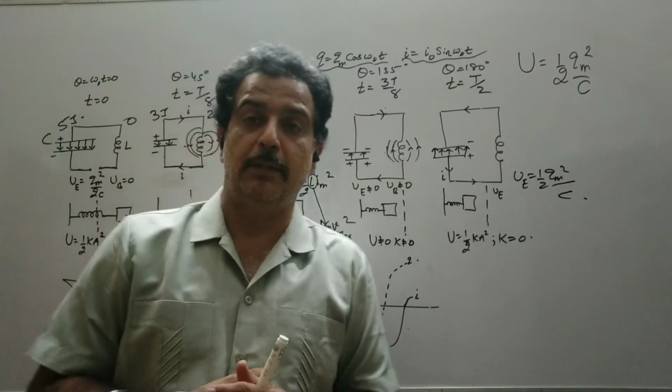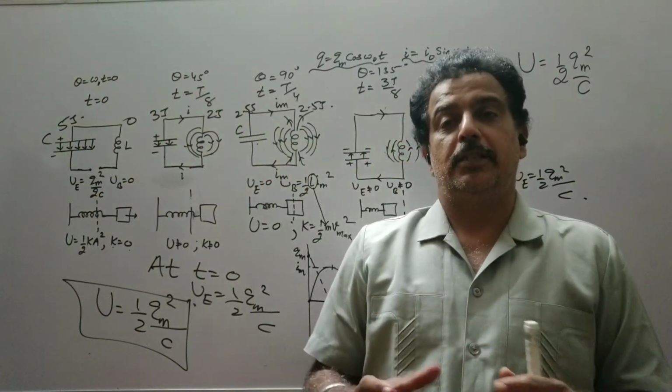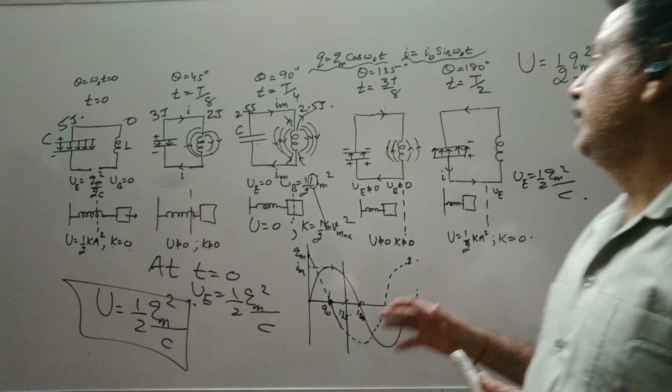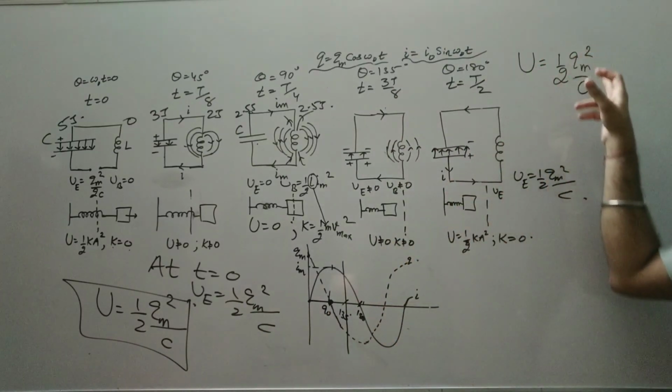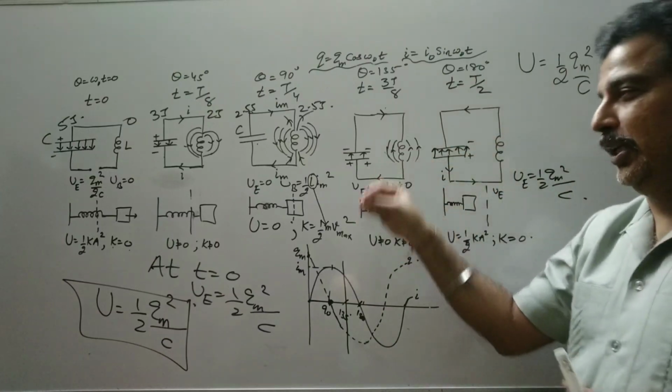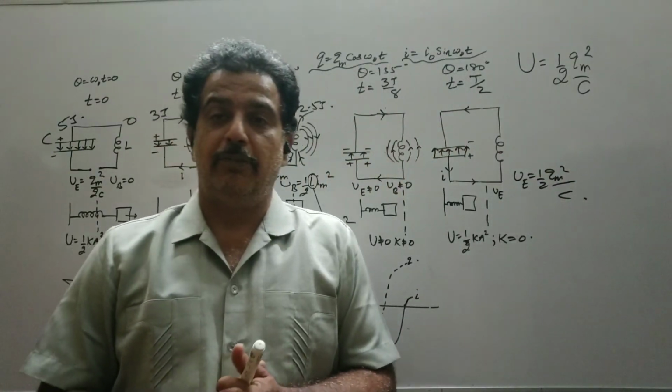We will also discuss the loss in the circuit. We will also discuss that the total energy of the system at any instant always comes out to be half Qm square by C. So 1-2 illustrations are there, and then at the end of the chapter we will discuss the transformer.